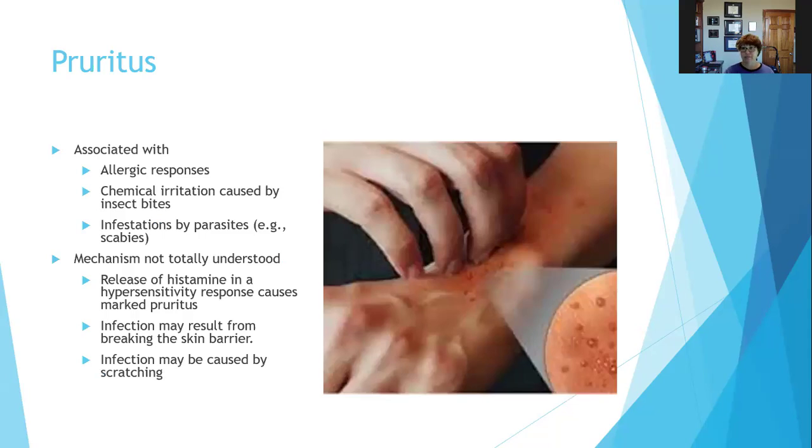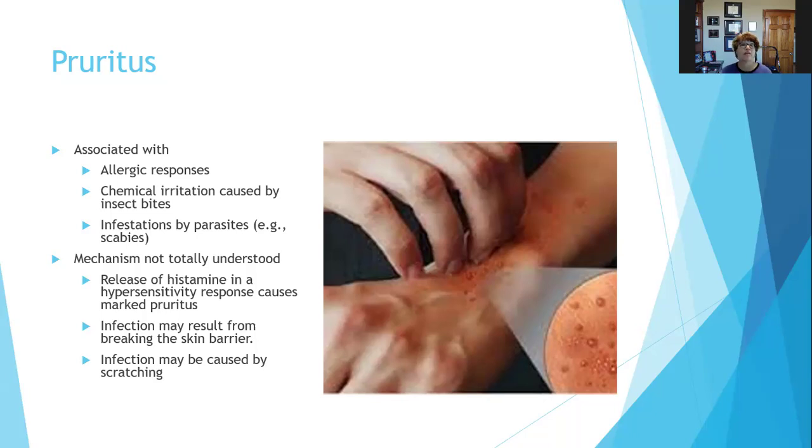Pruritus is itching, as we said before, and it's associated with allergic responses or chemical irritation, sometimes caused by insect bites because they inject their little chemicals into you. It can be caused by infestations of parasites such as scabies. Ugh, very gross. The mechanism of pruritus is not totally understood, but there can be the release of histamine and a hypersensitivity response with allergic reactions can cause marked pruritus.